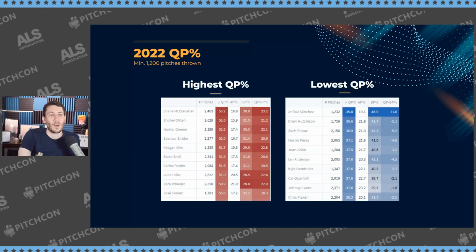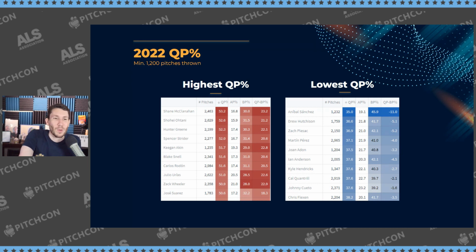Here is the highest quality pitch percentage. Shane McClanahan, Ohtani. I mean, obviously, Keegan Akin is here. I feel like I'm at a roast, but what are you doing here? Jose Suarez also pretty cool on the QP percentage. Also, you see in the middle there, it's average pitch percentage. We didn't want to neglect that one. And it's much higher for Keegan Akin. But man, look at that.